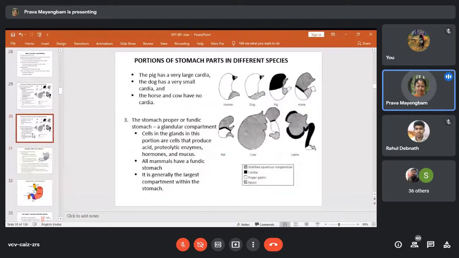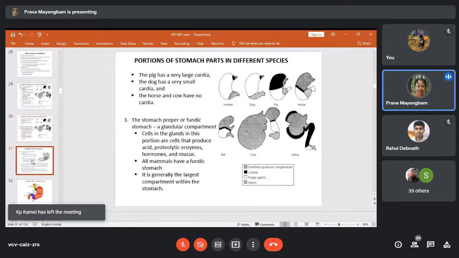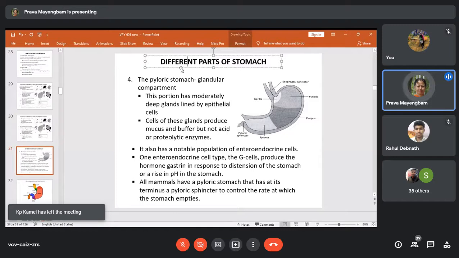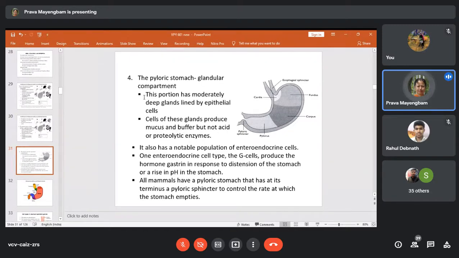Okay, so then we are talking about the gastric proper and the fourth portion of the stomach. That is the pyloric stomach, and this portion is also a glandular portion. So here you can see the pyloric portion.